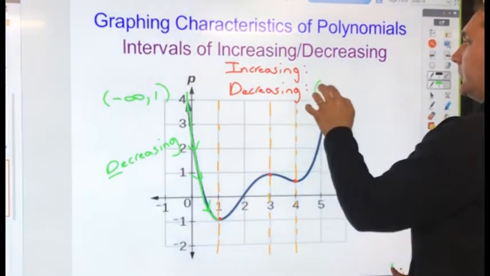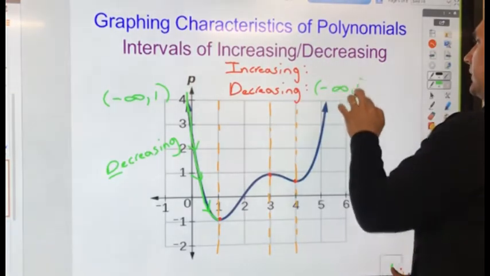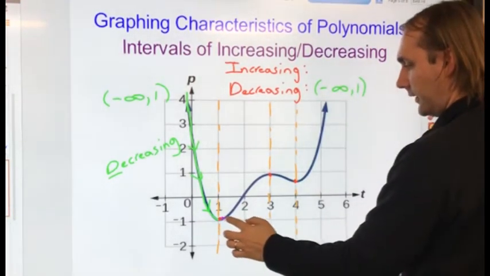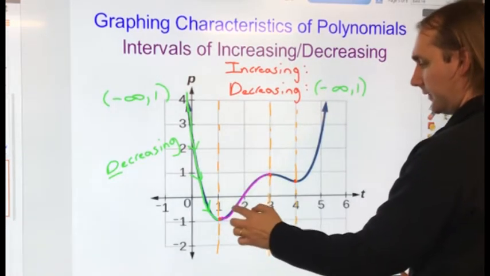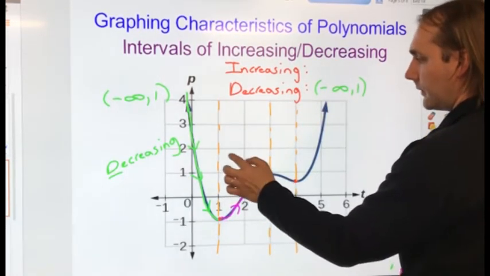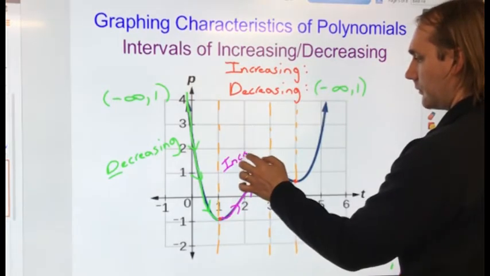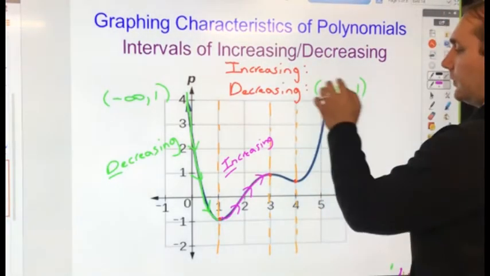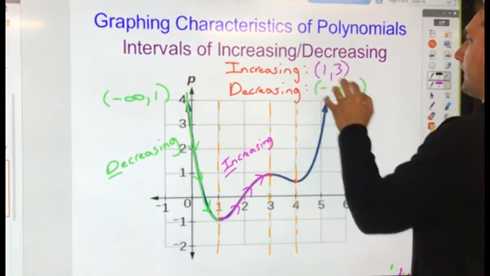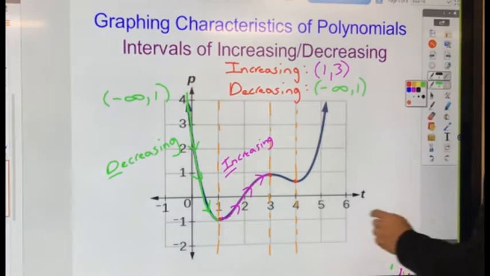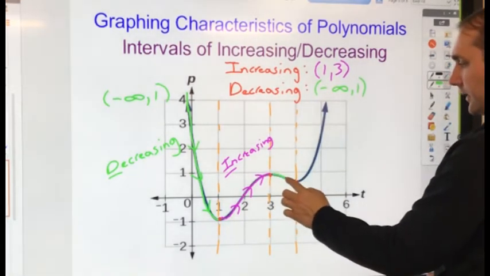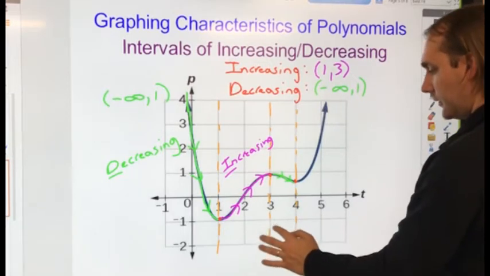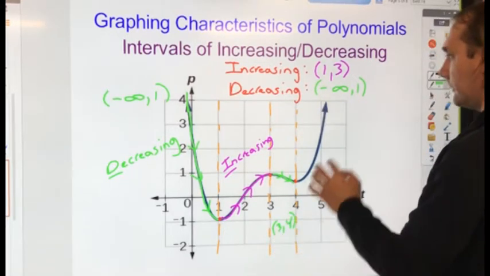So what is that interval between negative infinity and 1? Now I hit a turning point at 1, and it is doing what? Increasing. It is increasing. Here, between 1 and 3, I hit another turning point, and I'm now doing what? Decreasing a little bit. That is between 3 and 4.